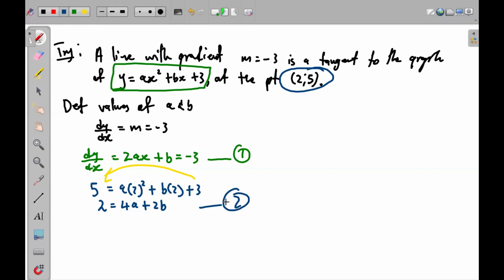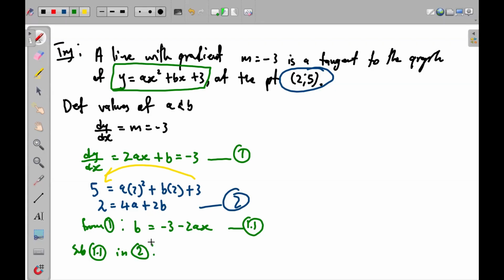Whether you want to use elimination or substitution, it is up to you, but I think we are all used to substitution. So using equation 1, I will just make b the subject of the formula. Then I will get -3 minus 2a. I'll call this equation 1.1 because I derived it from the first equation. Then we know the next step is to substitute this in the one equation that I have not used, and obviously that is equation 2. And I'll continue right here.